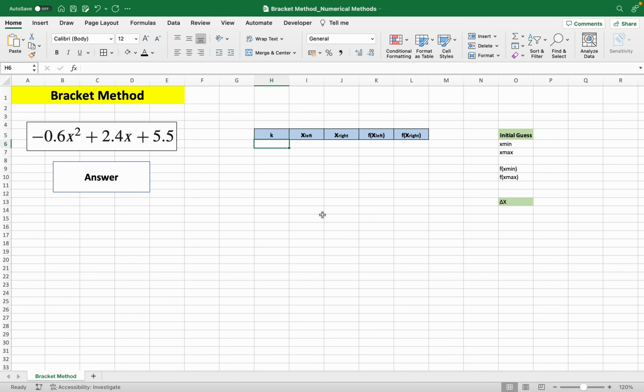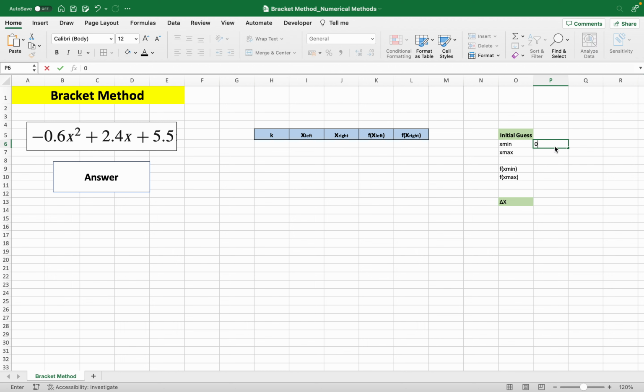In this video, I'll be showing you how to utilize the bracket method in Excel as a type of numerical method which you can use to solve for the root of a function, which in this case is this function here, and we're going to solve for the root of this function. So we start off by choosing our initial guesses, x min, x max, and they cannot be necessarily random, but you can start off with anything first.